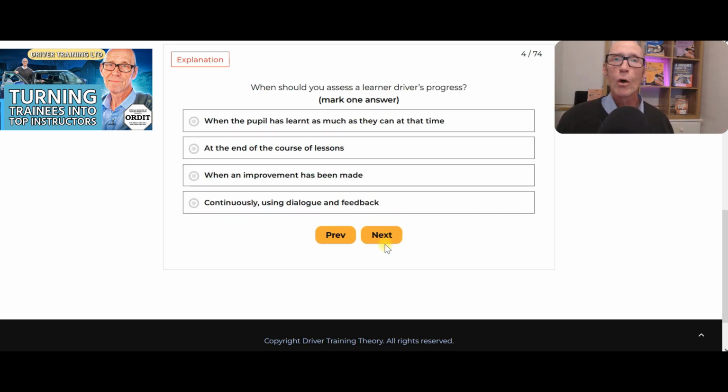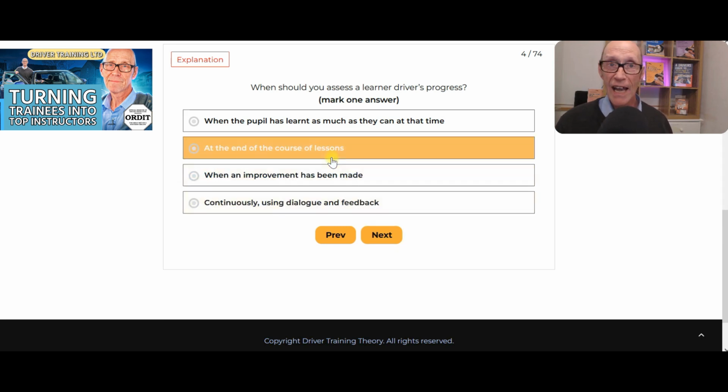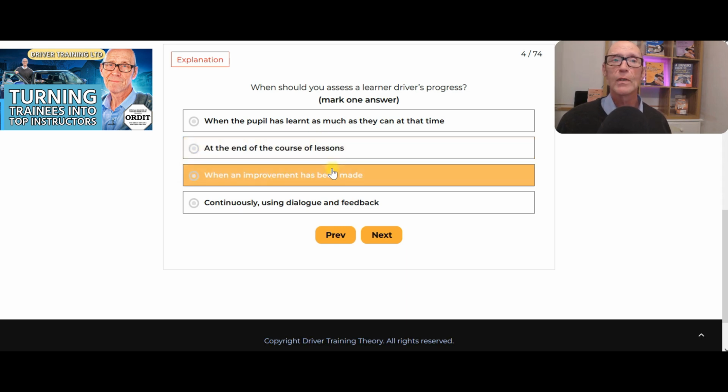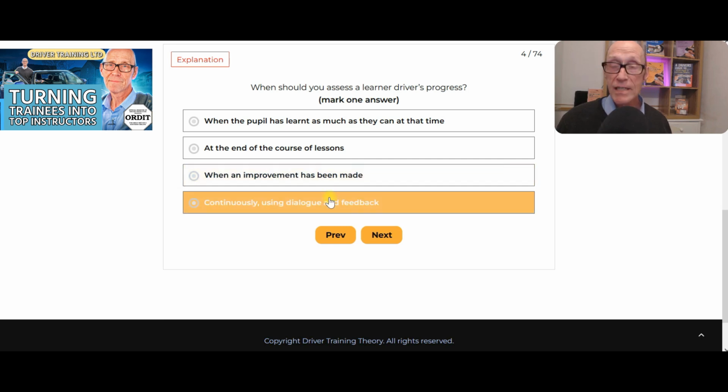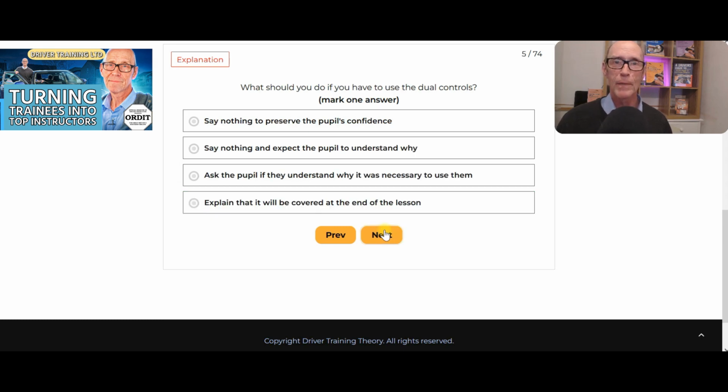Question 4. When should you assess a learner driver's progress? Is it the end of the lessons? Is it if they do something well? Well, actually, it's continuously because there might be things they're getting better at, but there's also things perhaps they need to improve on. So it's a dialogue. Do you notice it's not just instruction? You have to have two-way dialogue and include feedback as well. Click that. Yeah, we're right. Well done, mate.